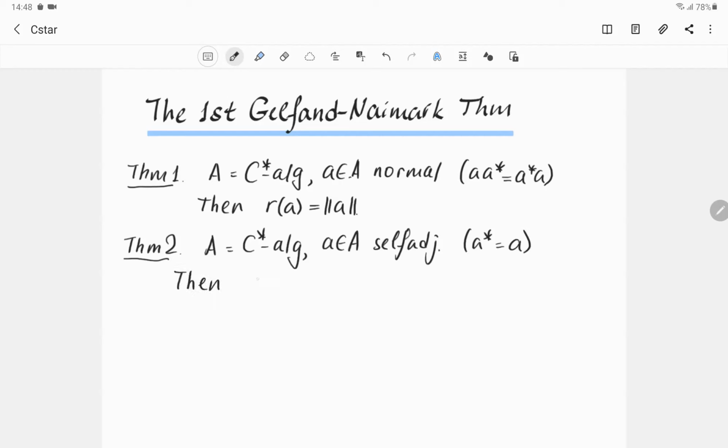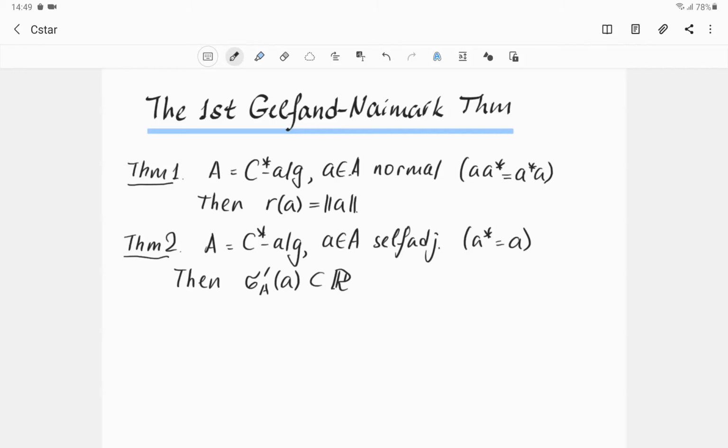Then we proved that the spectrum of a, or more exactly the non-unital spectrum, because we don't assume that A is unital, is real. The spectrum of a self-adjoint element is real. And of course, in the unital case, this is equivalent to saying that the spectrum itself is real, because for a unital C-star algebra, the only difference between the spectrum and the non-unital spectrum is 0. So 0 is always in the non-unital spectrum. But of course, 0 is a real number. So if A is unital, we can just replace the non-unital spectrum by the spectrum here.